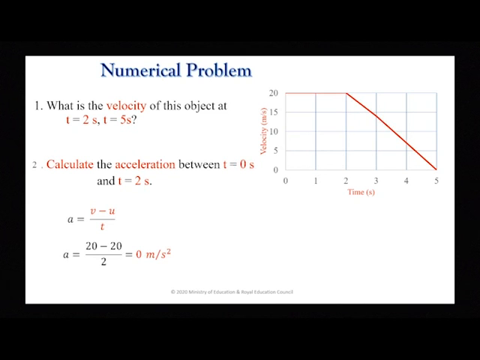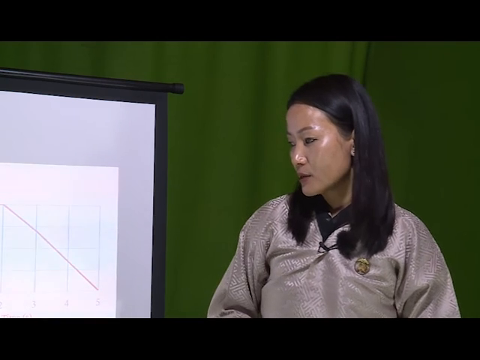And what is the condition for this? An acceleration will become 0 if the velocity does not change. And in the graph, this line shows 0 acceleration because the body is moving at a constant velocity of 20 meter per second. Let's look at the next question.